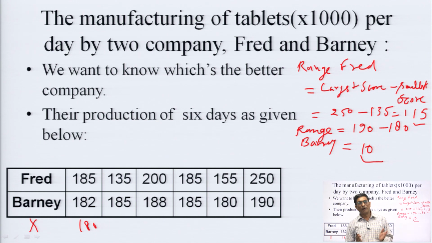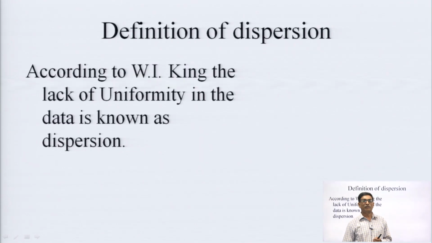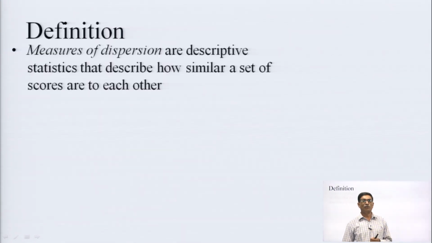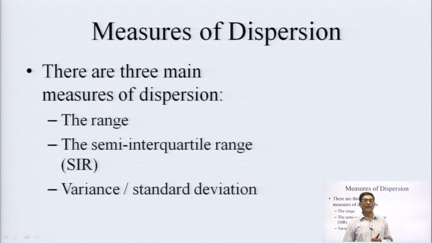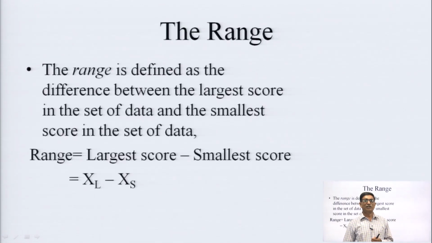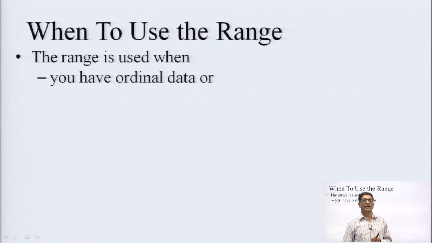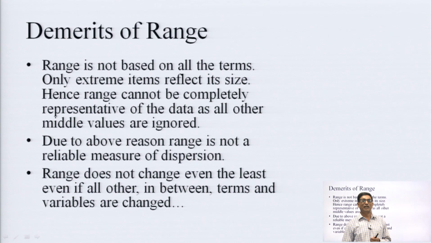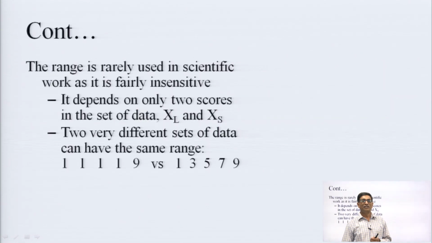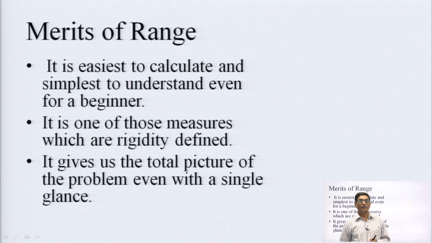So, with the help of range we get a rough idea about the data, and the main merit of range is that it is easy to calculate, because you use only two values, the largest score and the smallest score. So, it is a very easy method to calculate the range, and it is easily understood, as you see in this example. If we have a large range, that means we say more variation, and if the range is small, then we say small variation.